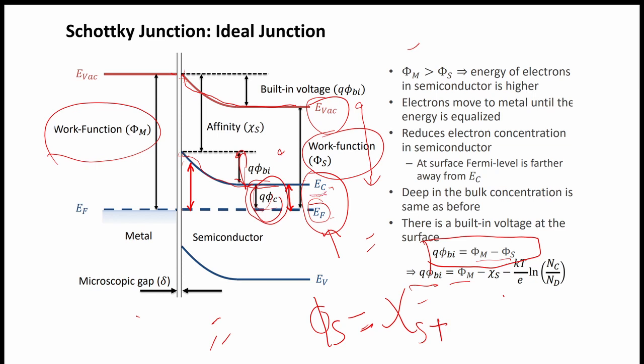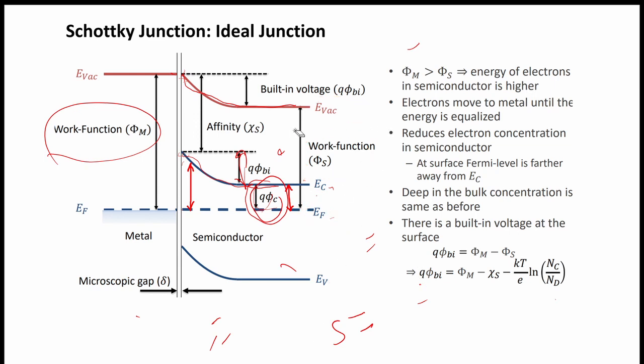So this Fermi level we can calculate from the doping, which is given by kT by q ln Nc by Nd. Okay, so this Nd is the doping of the semiconductor. So now we can easily calculate the built-in potential. If you have any doubt, you can ask me in between, and we can further solve these equations.